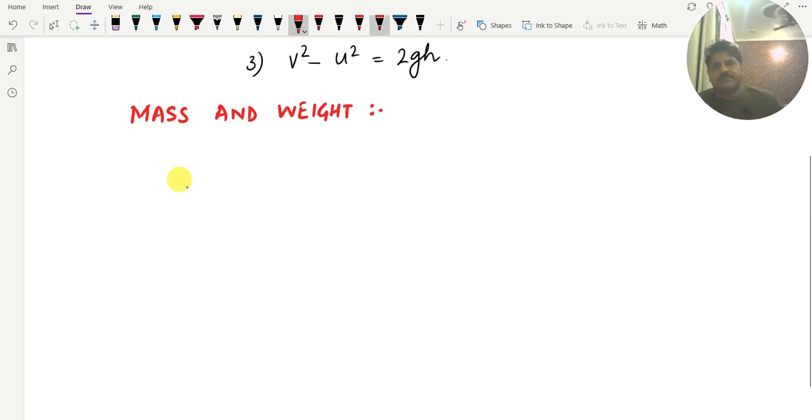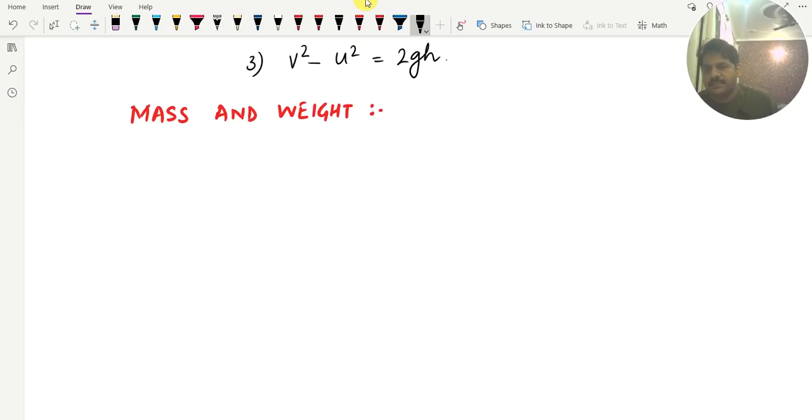You are familiar with these two words, but the most common mistake that everyone makes is, someone asks you what is your weight, you say 20 kg. Someone asks you what is mass, you find it difficult to answer that question. So we will be discussing what is the difference between mass and weight today.